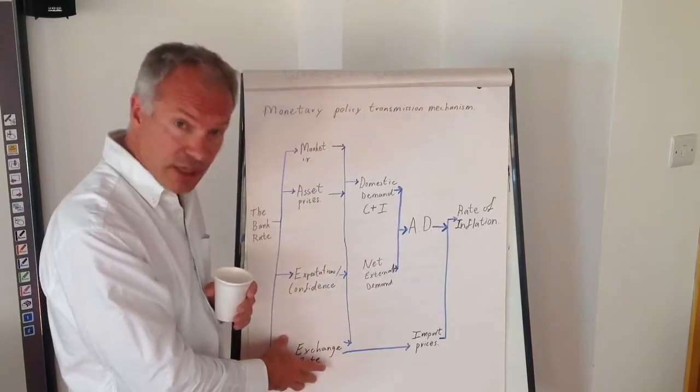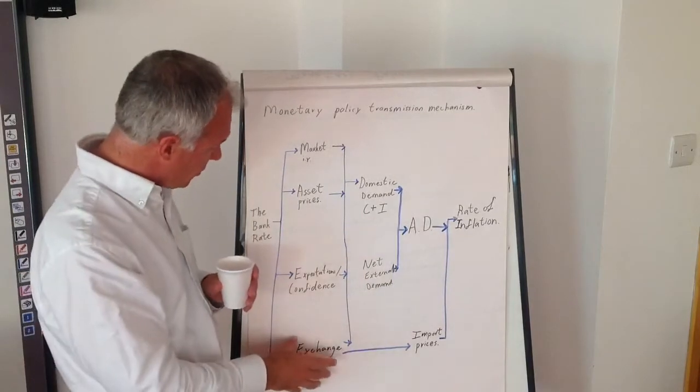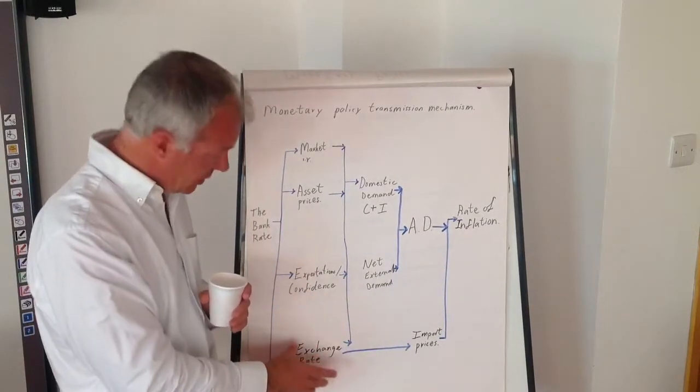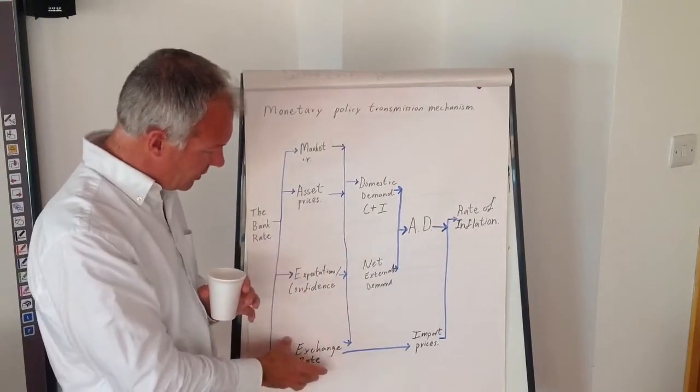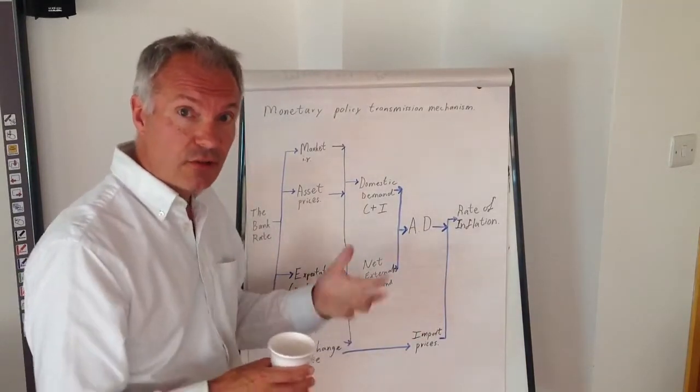And lastly, the exchange rate is determined by a number of factors. Perhaps the most important factor is often the prevailing interest rate. If interest rates fall, it tends to lead to a depreciation of the exchange rate. So how does this affect the real economy?